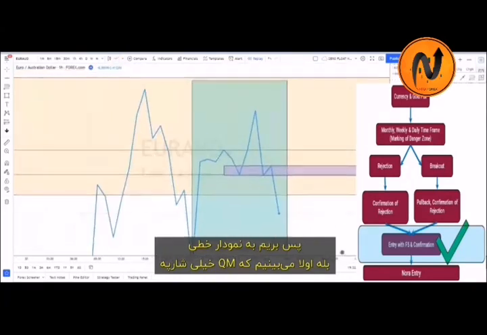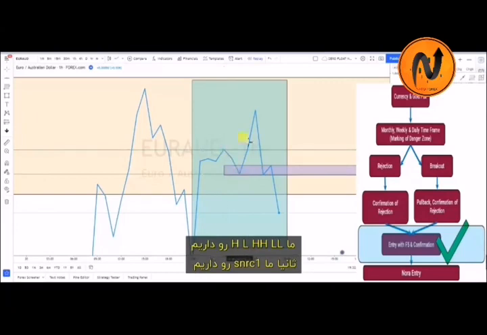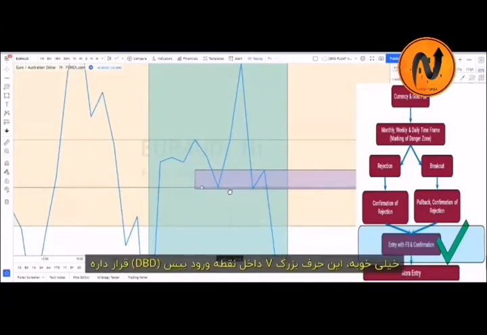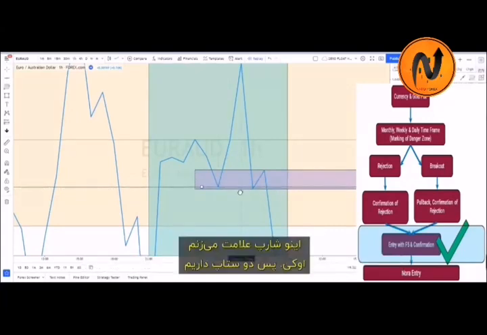Yes, we can see that first the QM is very sharp. We have the high, low, higher high, lower low. Secondly, we have the SNRC1. Very good. This capital letter V is inside the entry point of the base drop. I'm gonna mark it sharply. So we have two setups.